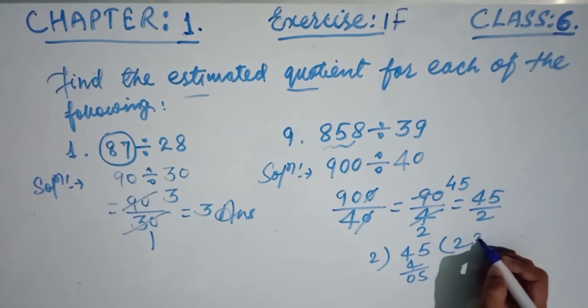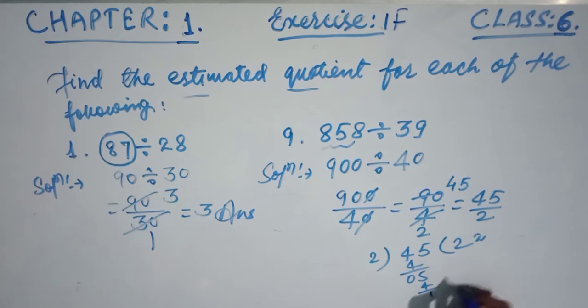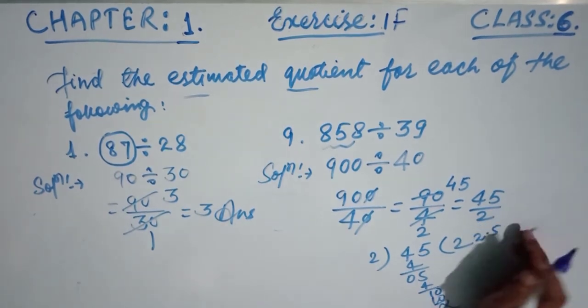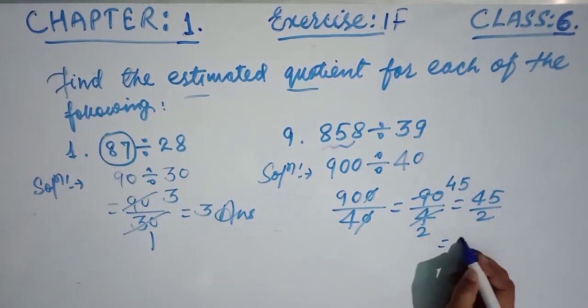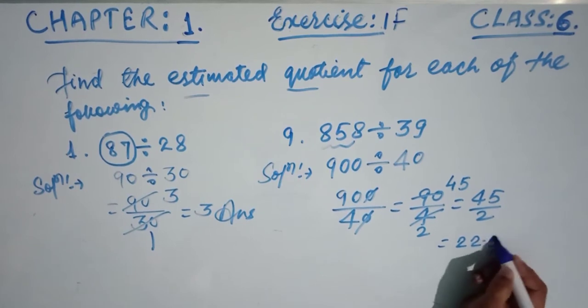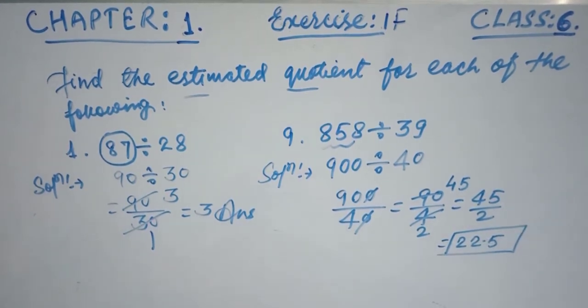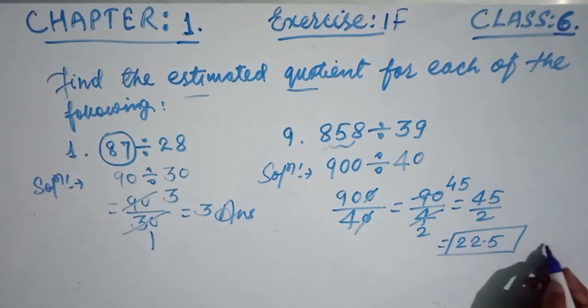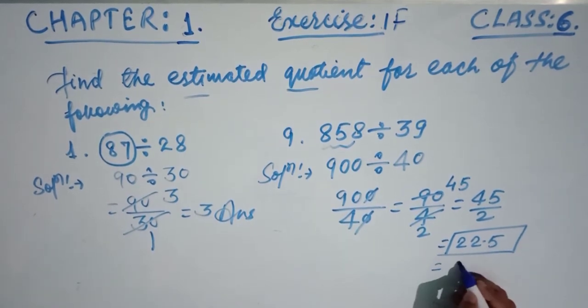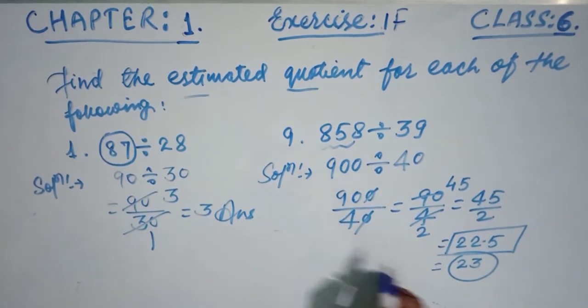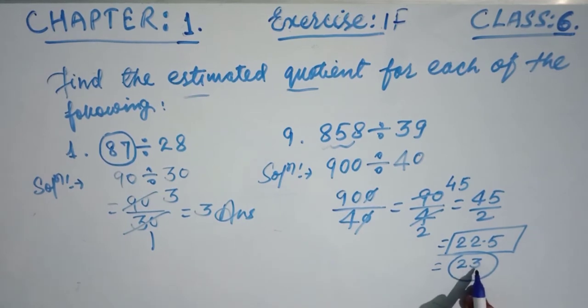2 2 point 5 ... So friends, the value is 22.5. Here have a look friends. After the point there is 5. So this can be written as 23 as the approximate value. So the approximate value of this is 23. Okay, so this is your answer.